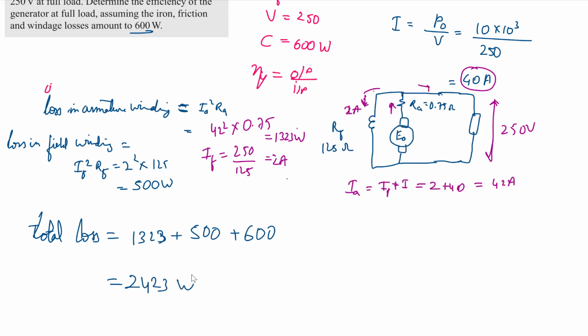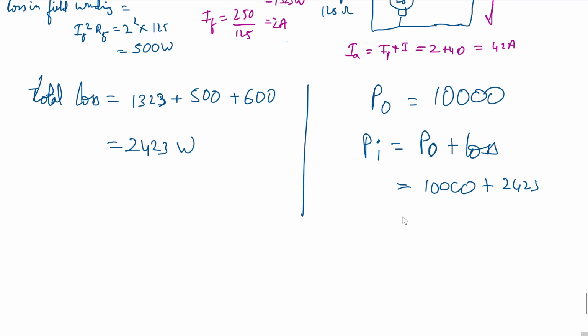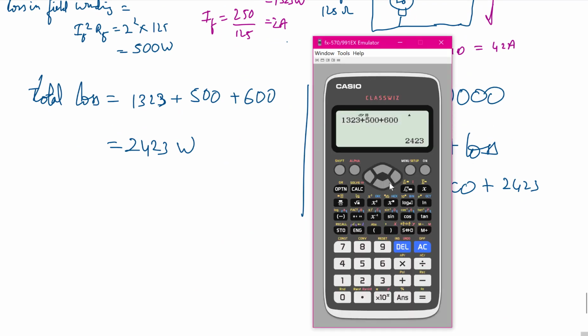Now we have P output is 10 kilowatt, that is 10,000 watt, and P in is P output plus losses. Okay, P output plus losses. The input P input is P output plus losses, which is 10 kilowatt plus 2423 watt. So this is the loss. So this amounts to, plus we add here 10,000.